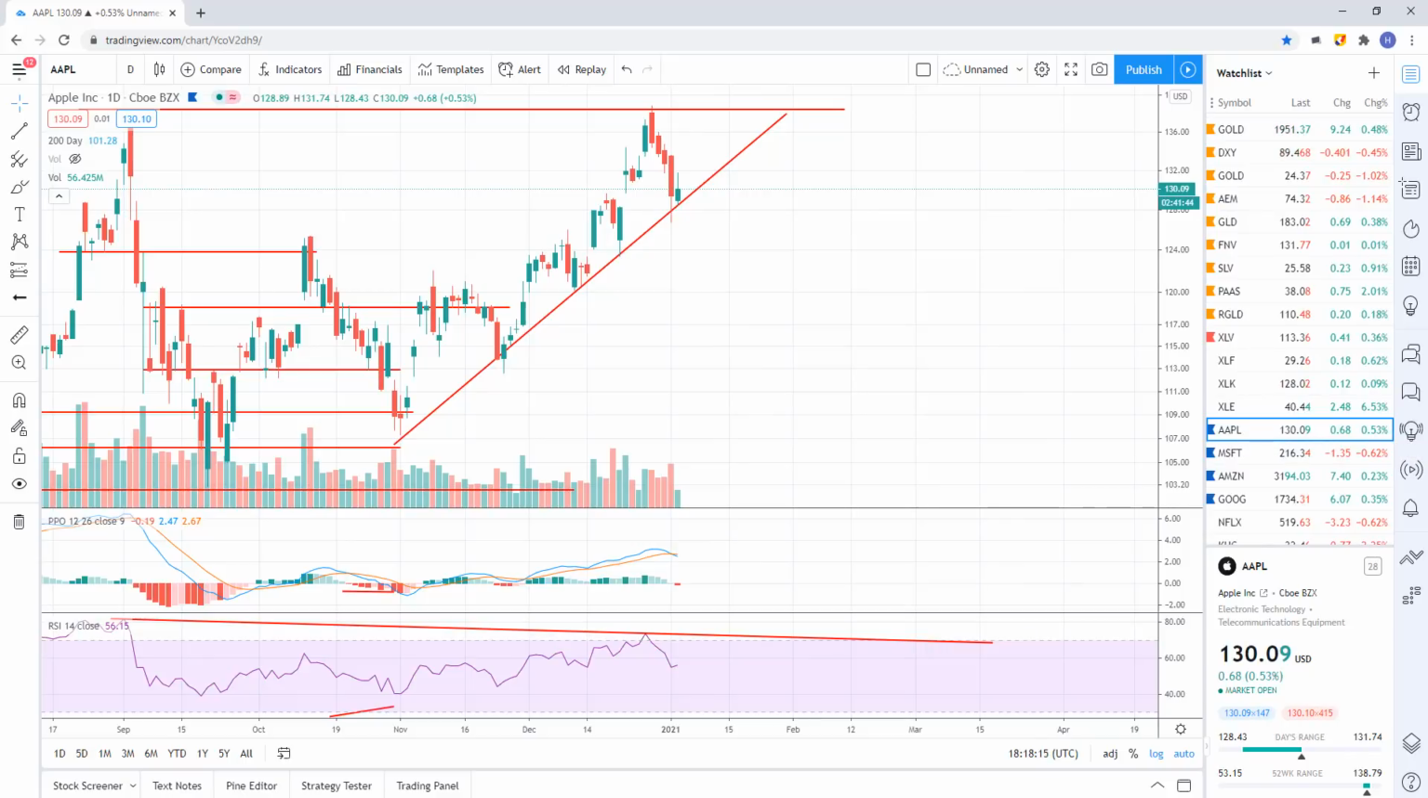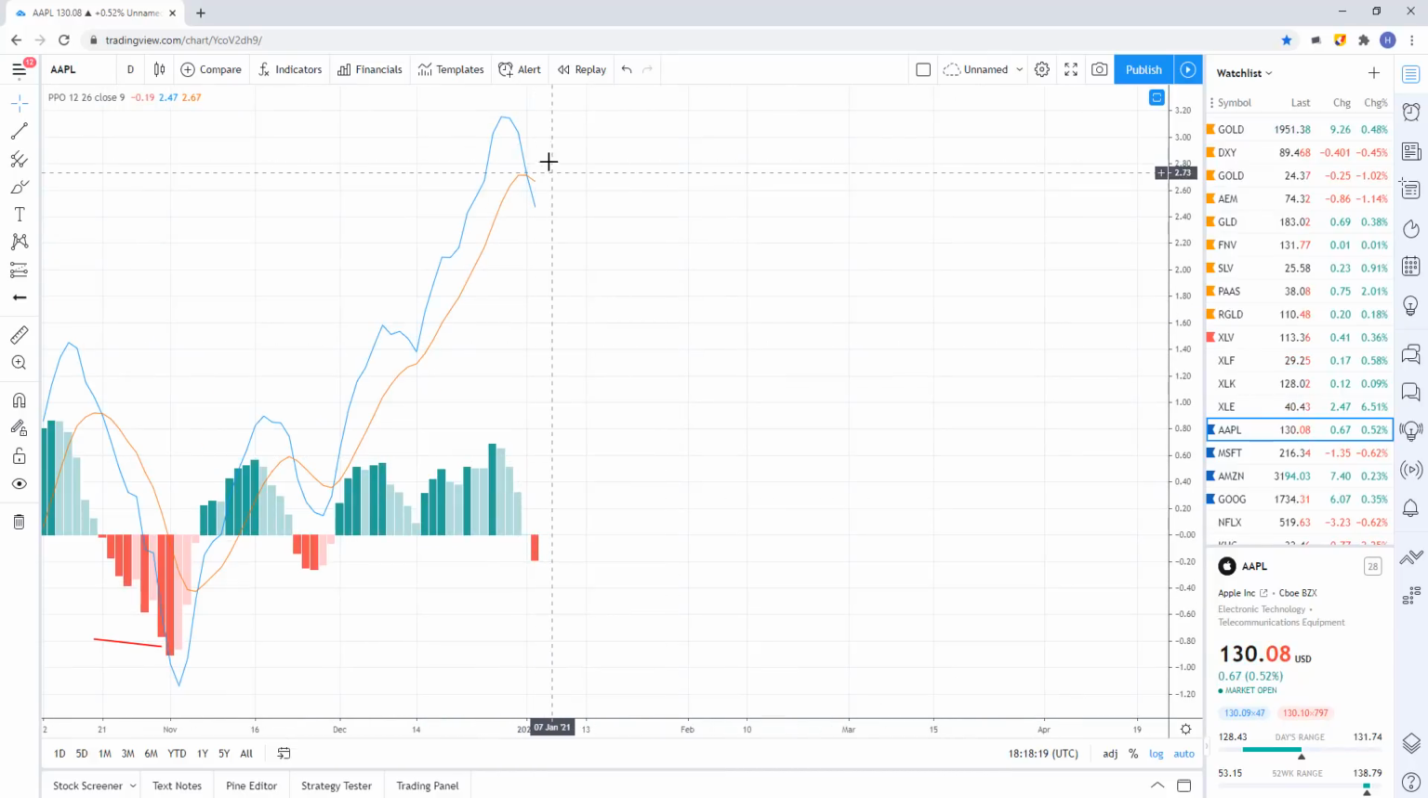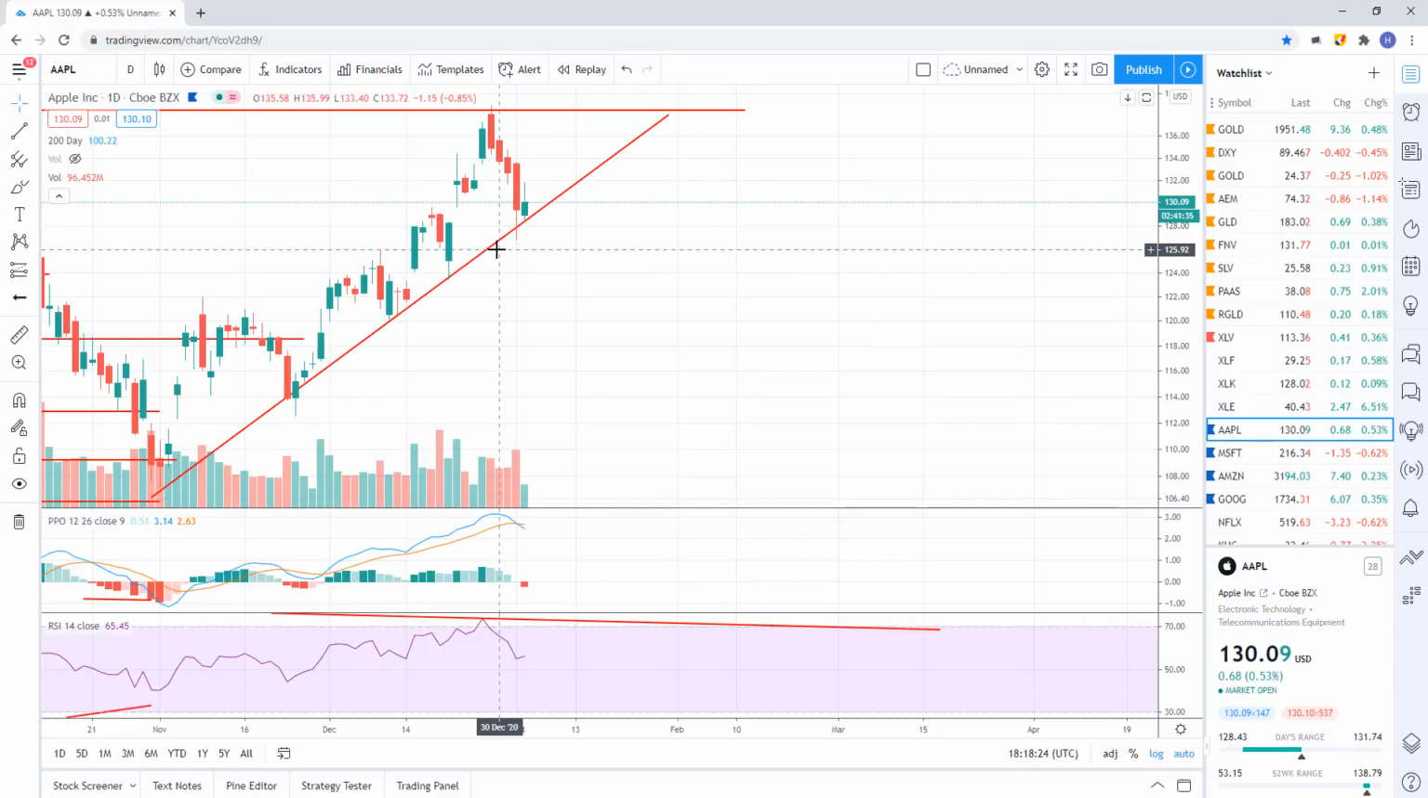The charts tell me we're likely to break down, and Apple's got that negative divergence. Also, you look at the PPO, we had a bearish crossover right there yesterday. So it looks like we're going to get it, but it's not there yet.